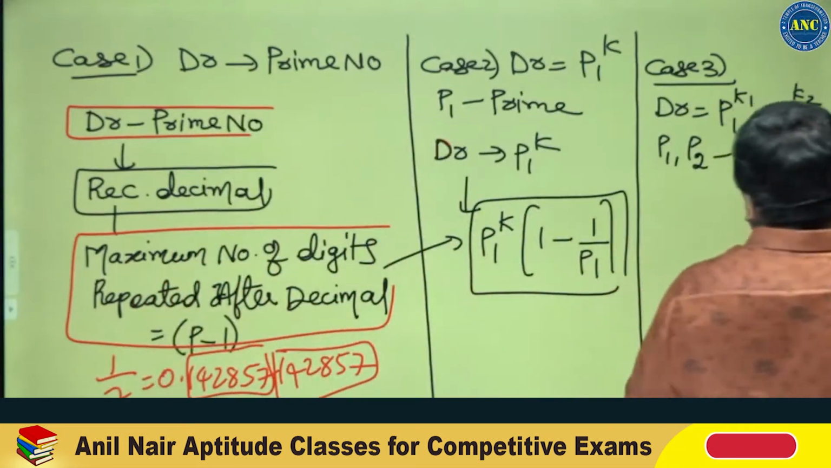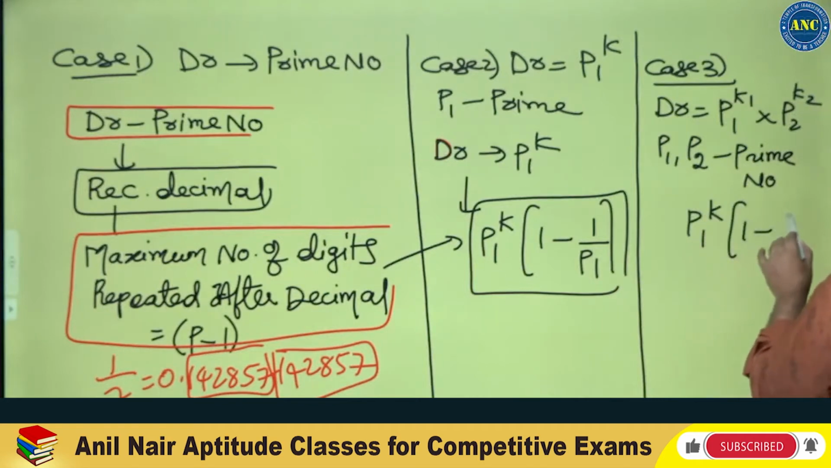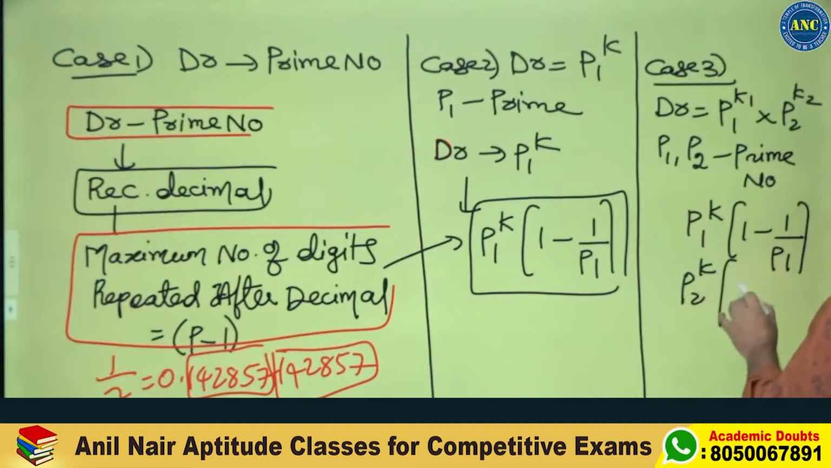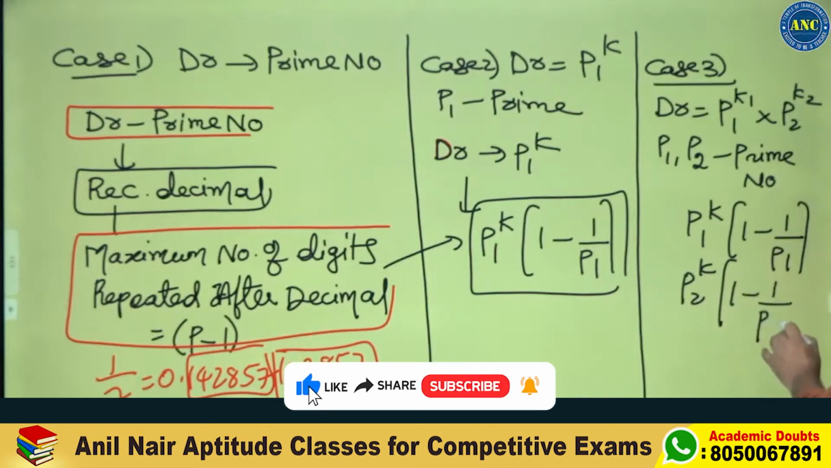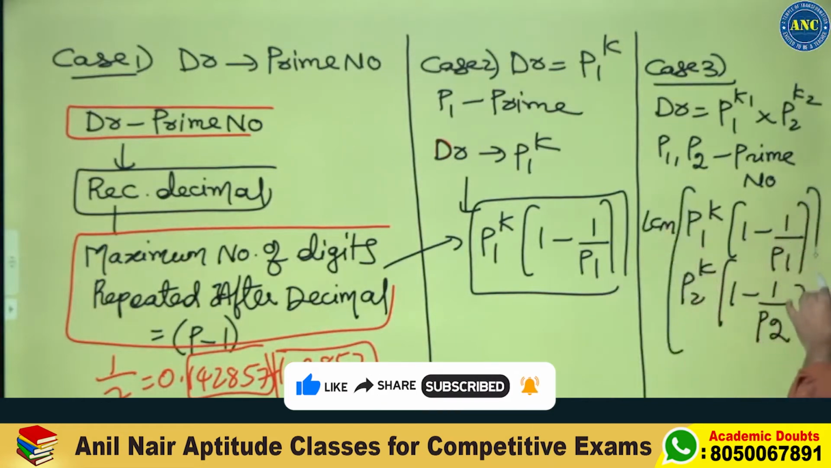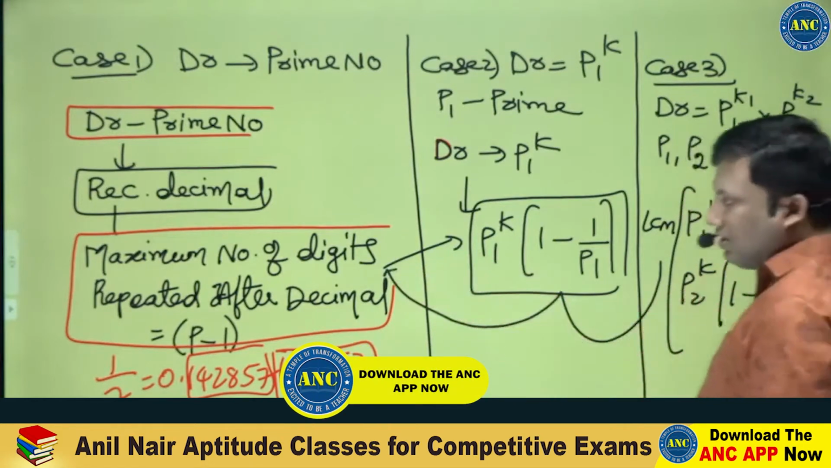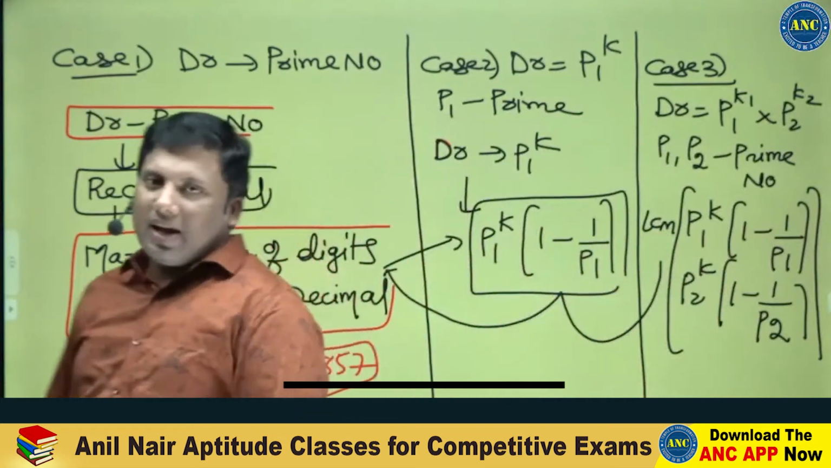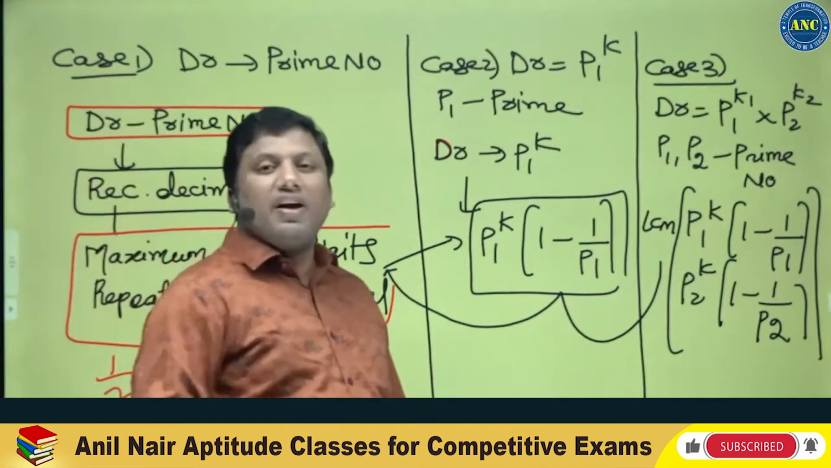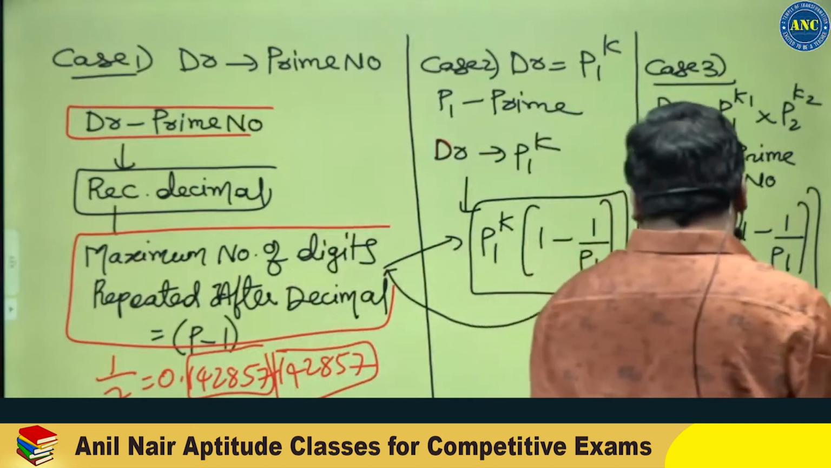Fermat's little theorem. If it is like this, for P1 power K, I will get P1 power K into 1 minus 1 by P1. For P2 power K, I will get P2 power K into 1 minus 1 by P2. Take the LCM of these two. This is the concept of the maximum number of digits that are getting repeated after the decimal. Very, very important. Because you do not know this concept, you might consider it very difficult.